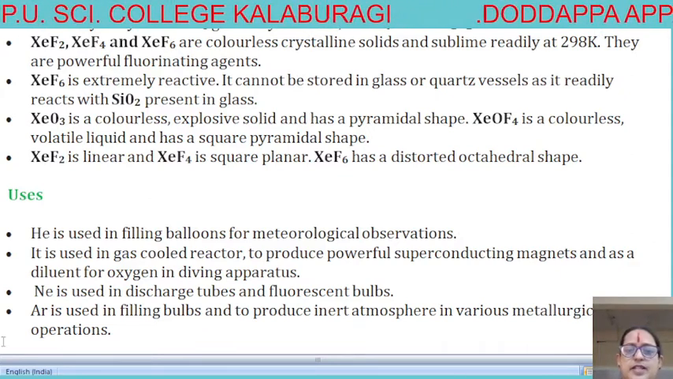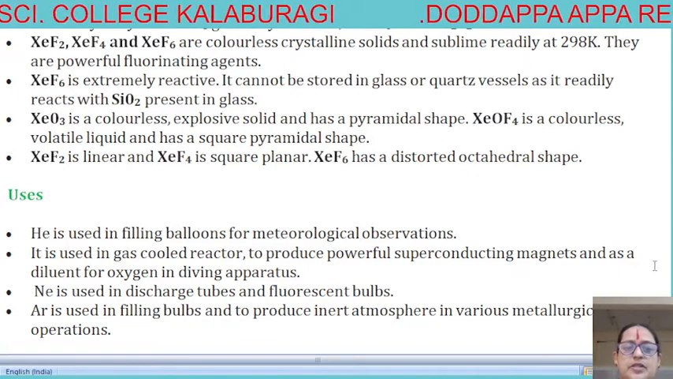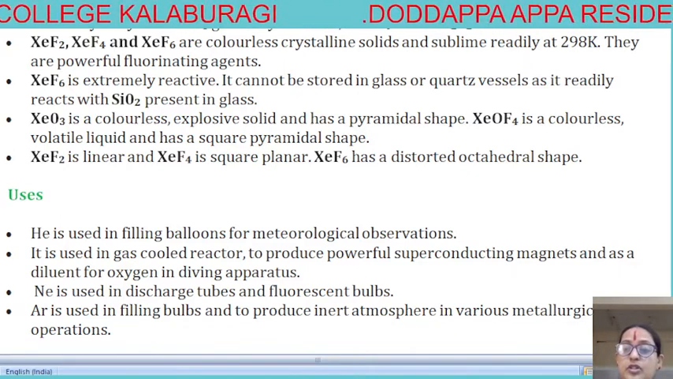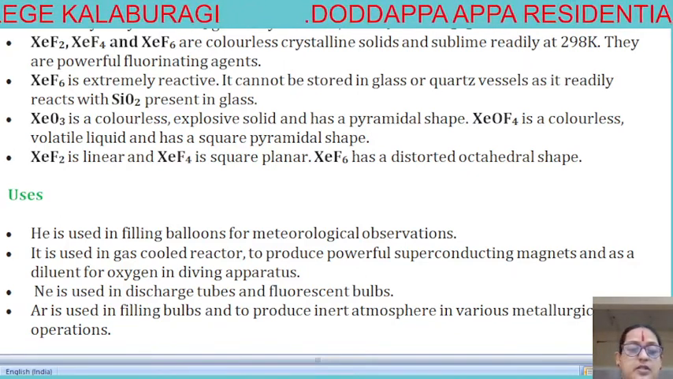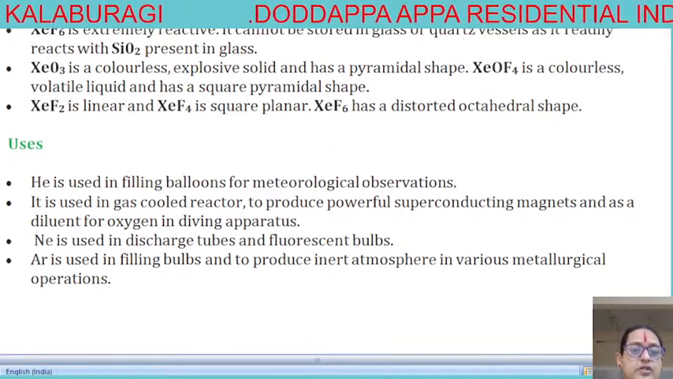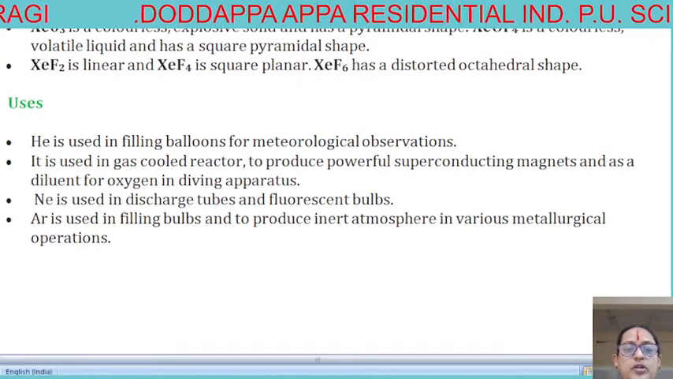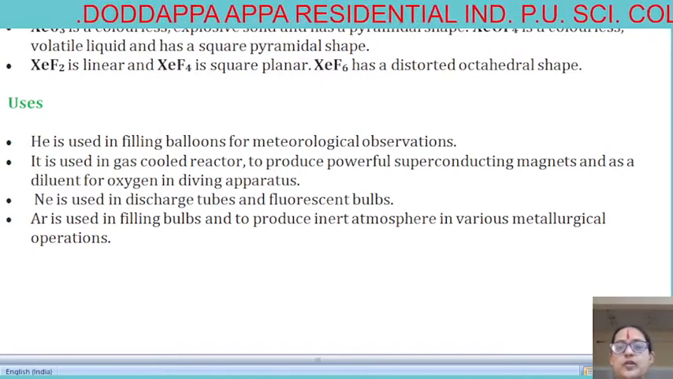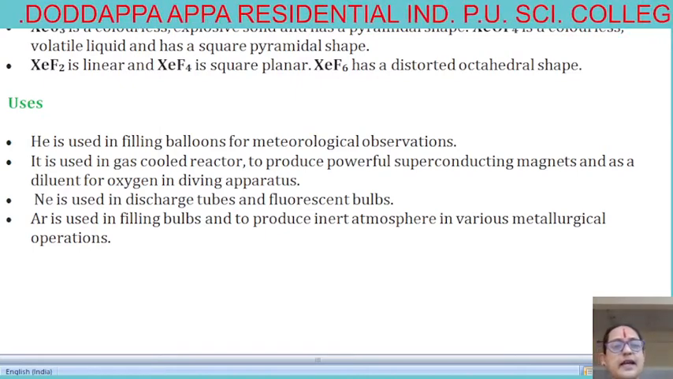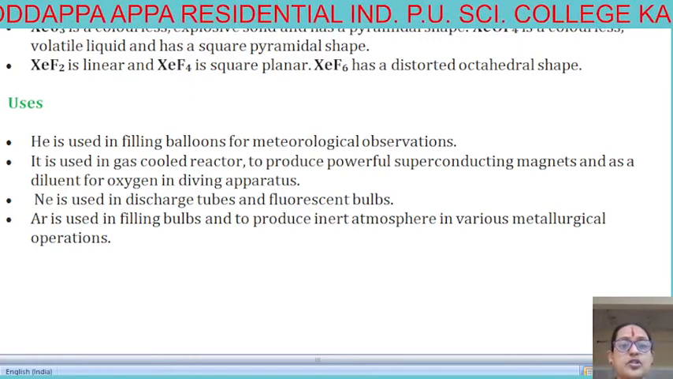Next, what we have to study is about their uses. Helium is used for meteorological observation. It is filled in balloons and used for observation. Next, it is used in gas cooled reactors, to produce powerful superconducting magnets, and as a diluent for oxygen in diving apparatus.